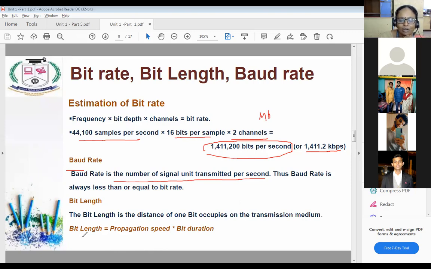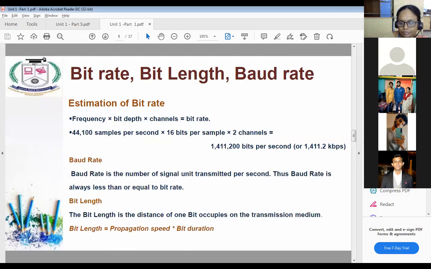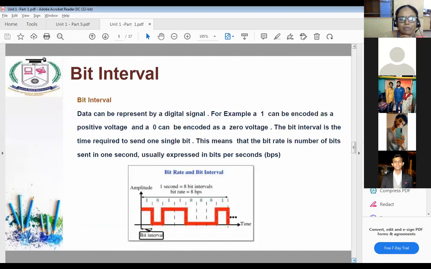Bit length, what is bit length? Speed into bit duration, that is bit length. I think that's not needed for you. Whatever you need, that alone you may take. Okay, this is the bit interval.